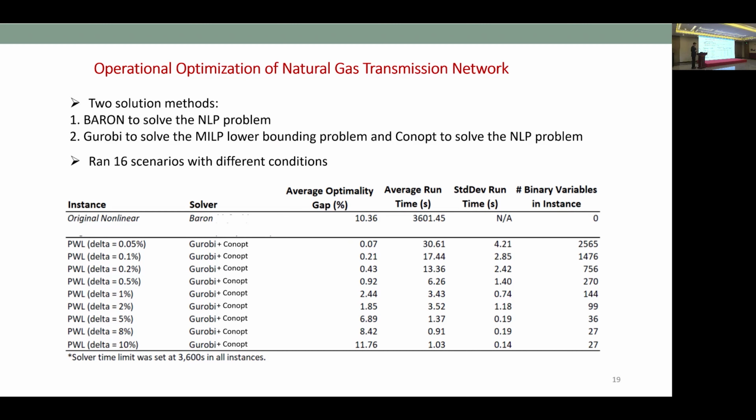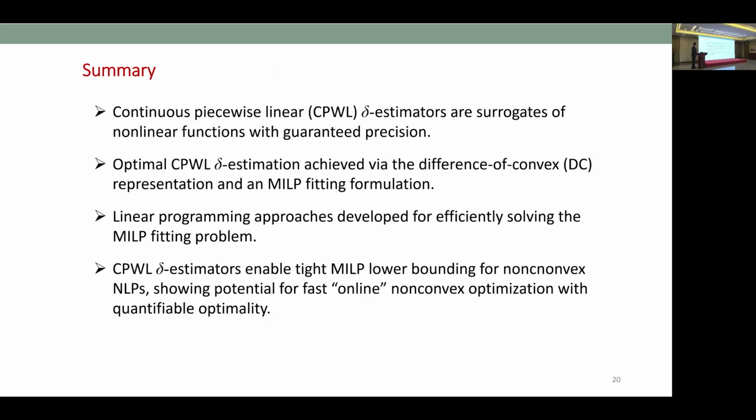As a summary, we think piecewise linear delta approximators are good surrogates, and we can definitely use that for non-convex optimization. And this is ongoing work, and we're trying to make the generation process more and more efficient. On the other hand, we are trying to find more applications to show the benefits of this result.